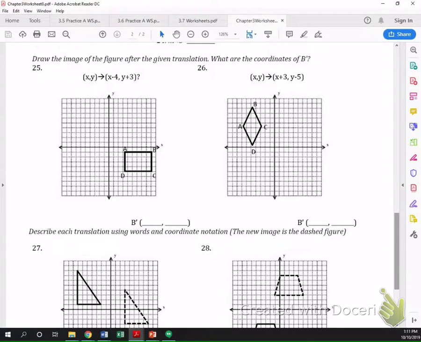Up 3. So I'm going to start at A. I'm going to go left 4. I'm going to go up 3. 1, 2, 3, 4. 1, 2, 3. There's my new A, okay?